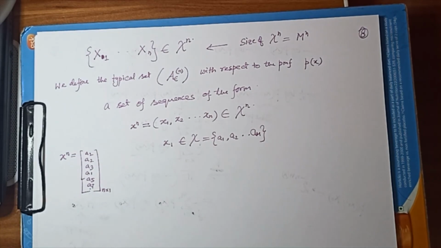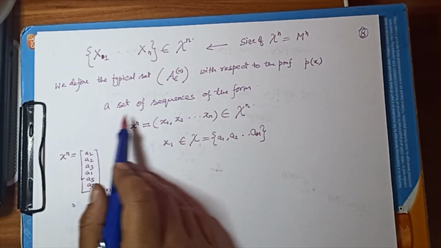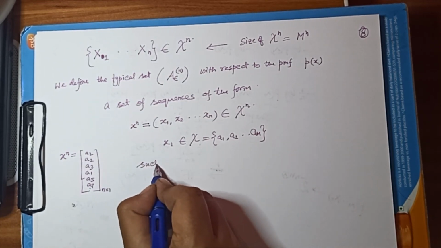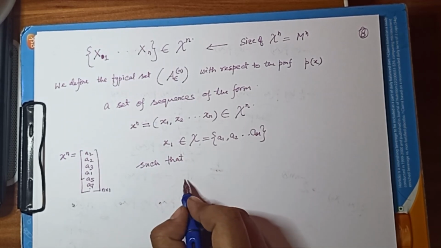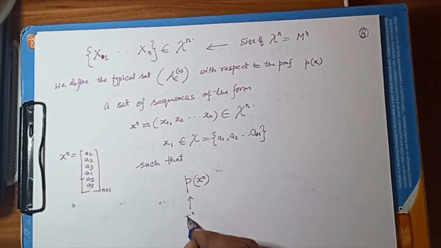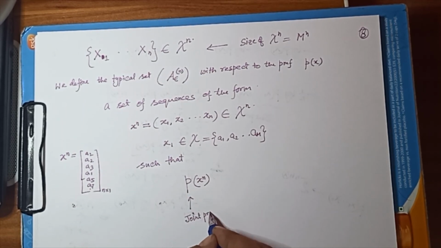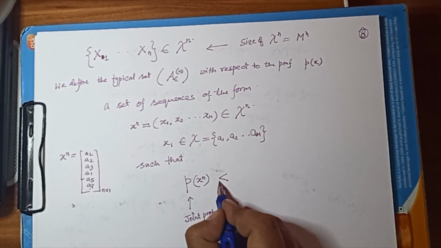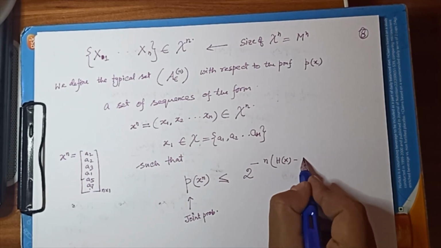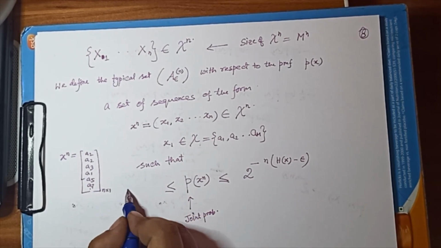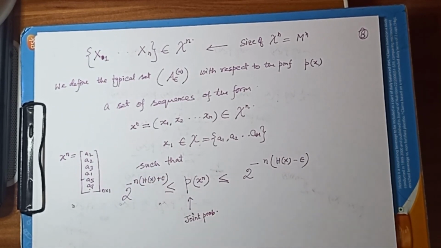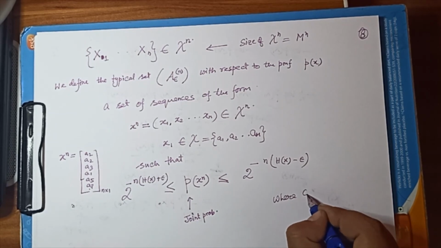Okay, we say that the typical set is a set of sequences which satisfies the following property: the probability of that xn, this is the joint probability, should be less than or equal to 2 to the power minus n (hx minus epsilon) and greater than or equal to 2 to the power minus n (hx plus epsilon). So epsilon is a small number.